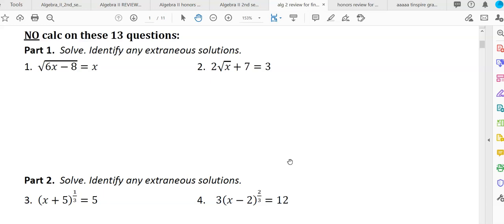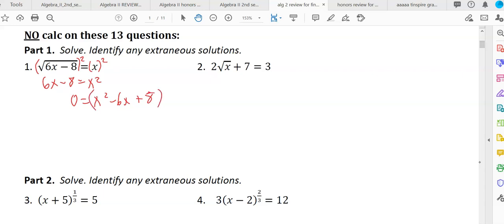Okay, so part one. No calculator in these, so let's see what we can do. We're going to try to solve these for x. I think we would square both sides in this case, and we get 6x minus 8 equals x squared. Let's get all those on one side, so x squared minus 6x plus 8.